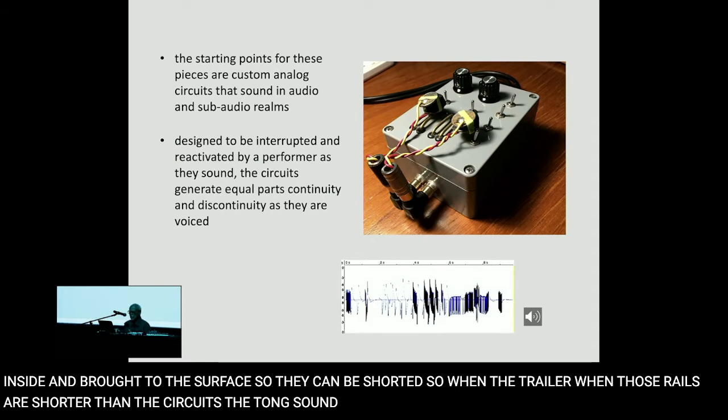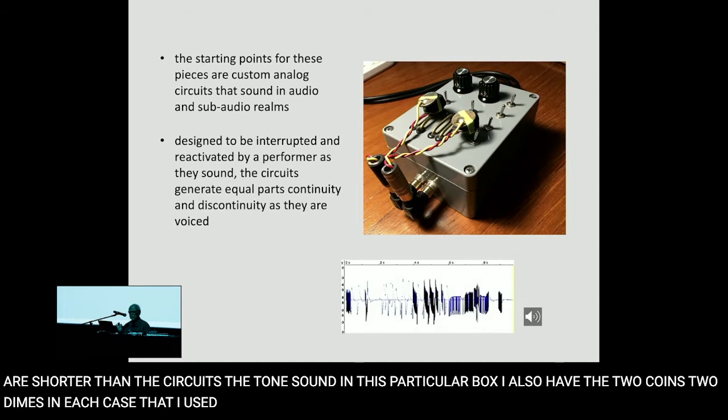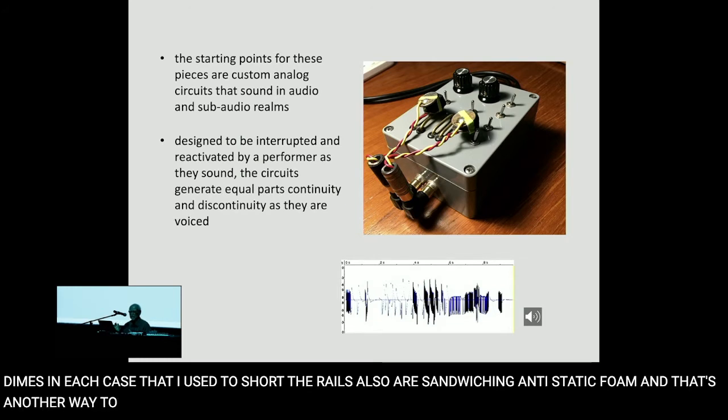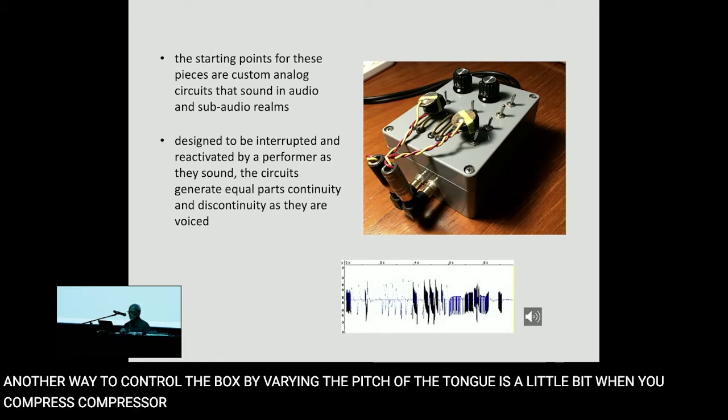In this particular box, I also have 2 coins, 2 dimes in each case, that I use to short the rails. They also sandwich anti-static foam, and that's another way to control the box by varying the pitch of the tones a little bit when you compress the coins together.